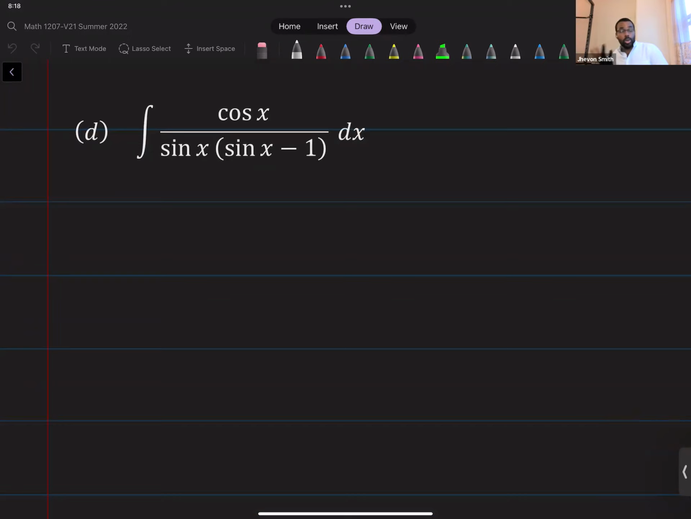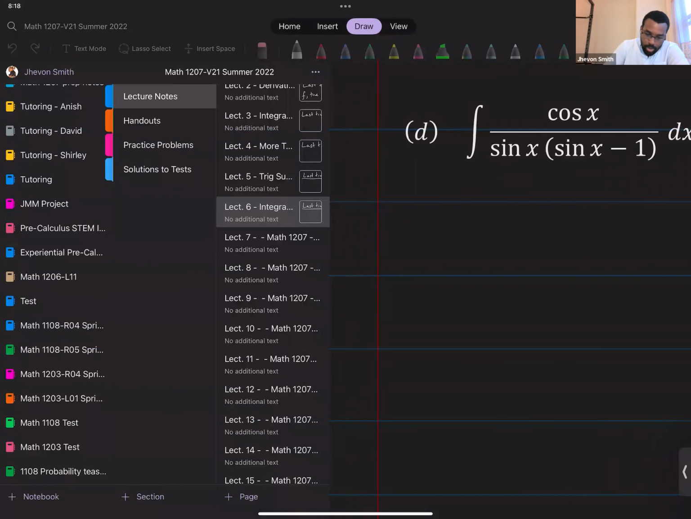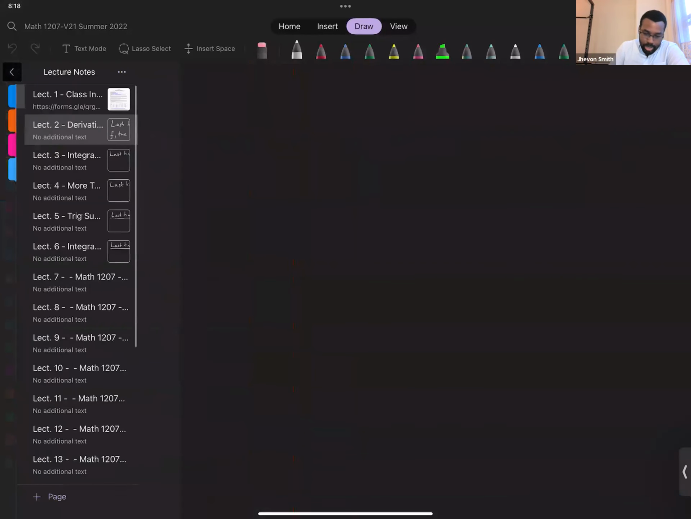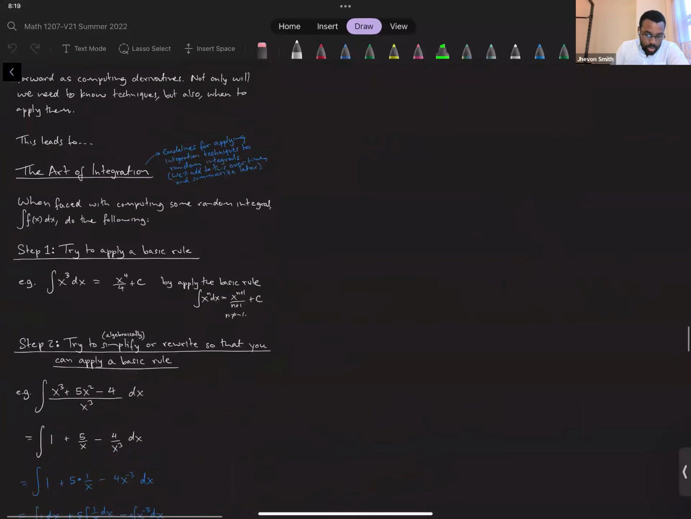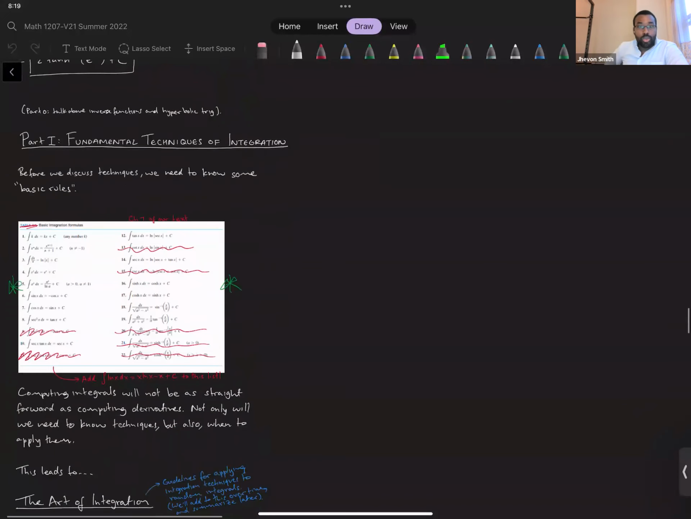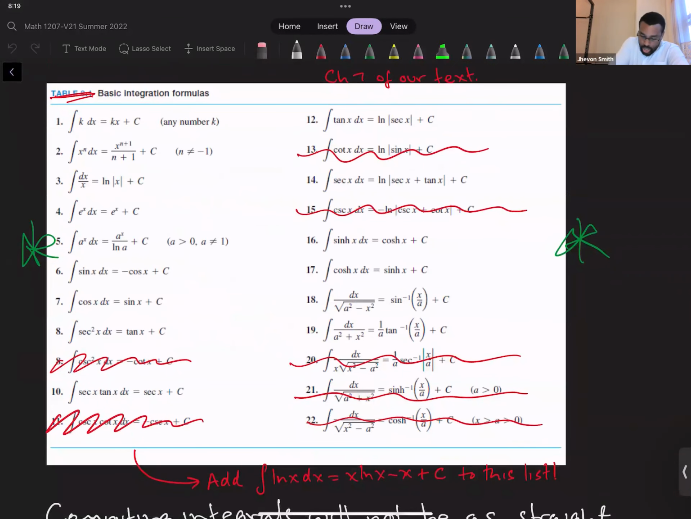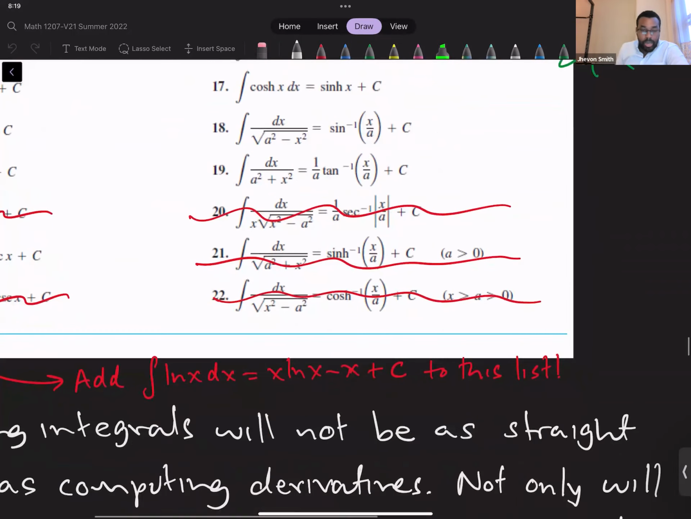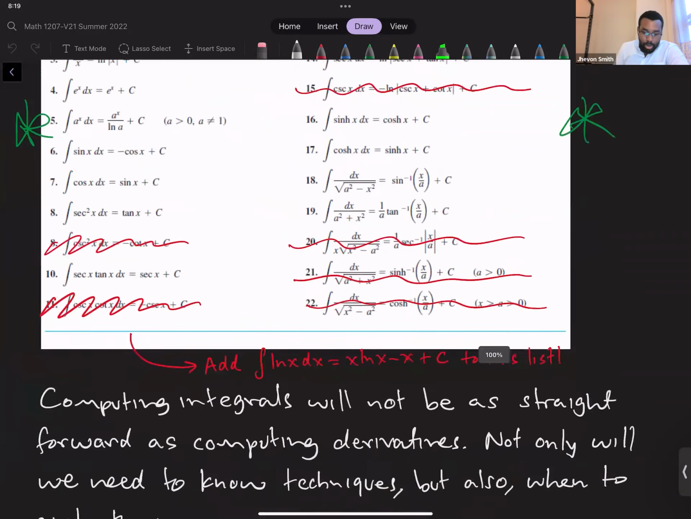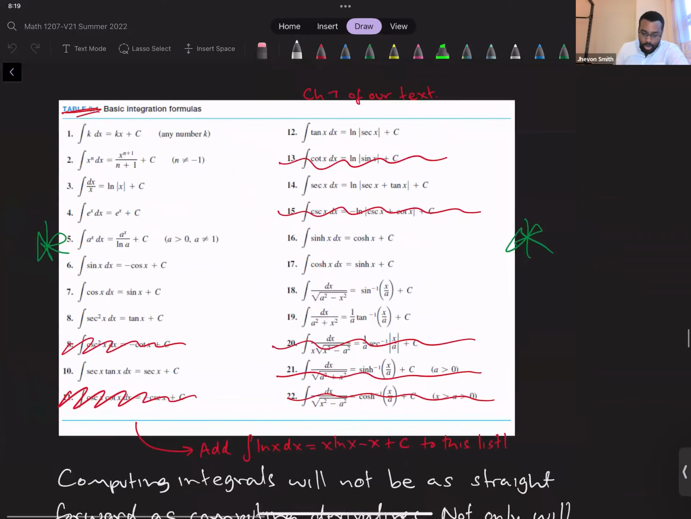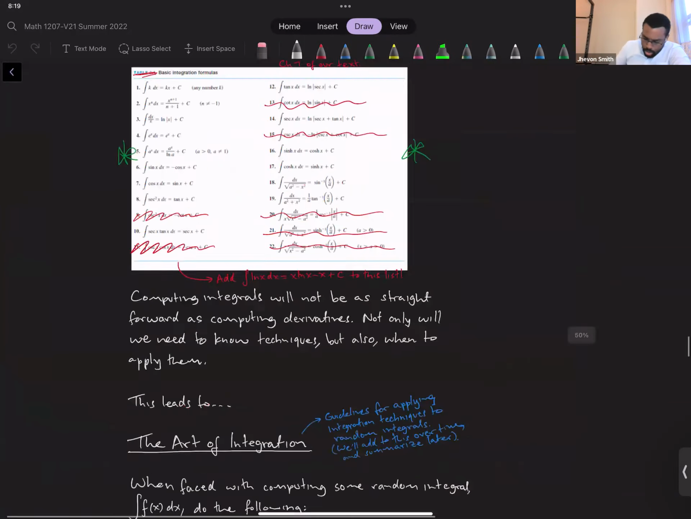So again, you always start to think, does this random integral look like a basic rule? A basic rule just means it looks like one of the rules in the chart. Where did I put that chart? I think that was lecture 2. There's a general chart of all these rules that we consider to be basic rules. And I would add to that chart, I wrote it down here, you should know the basic rule for the integral of ln. And I would probably also add the integral for secant cubed.